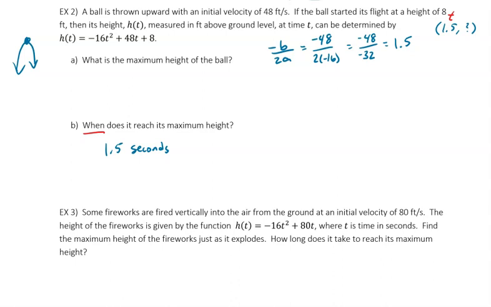To find the maximum height, that's where we're going to go ahead and plug it back in. So we got negative 16 times 1.5 squared plus 48 times 1.5 plus 8. And at this point, I don't necessarily recommend you trying to just do this in your head or anything like that. Just plug this whole thing into your calculator. Your calculator will go ahead and spit out 44. So 44 feet was the maximum height.